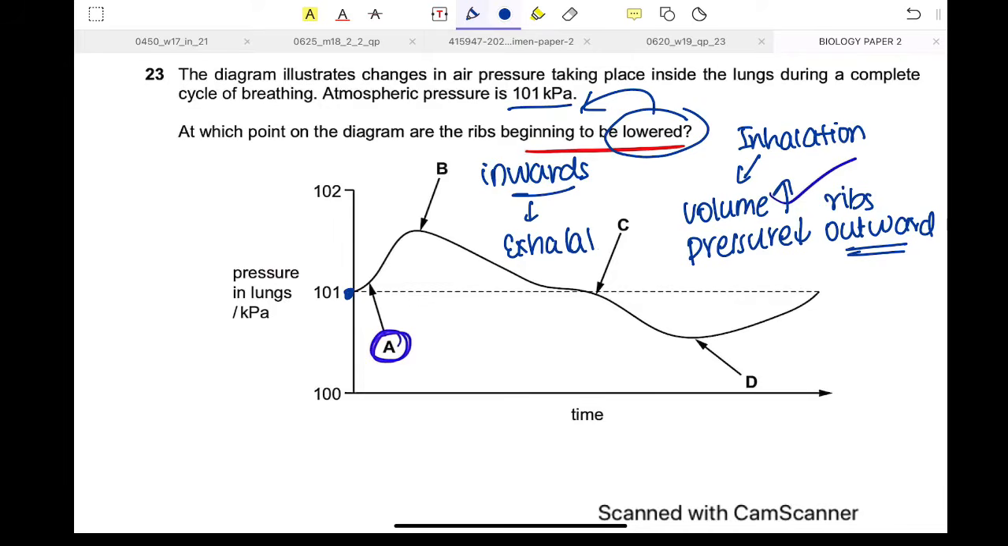In exhalation, the volume of the thoracic cavity decreases, and when volume decreases, the pressure starts to increase. That is why over here we are able to see a pressure increase. So when it says beginning to be lowered, that means the pressure is starting to increase. So that is why it is A, because it's just starting to increase beyond the atmospheric pressure.